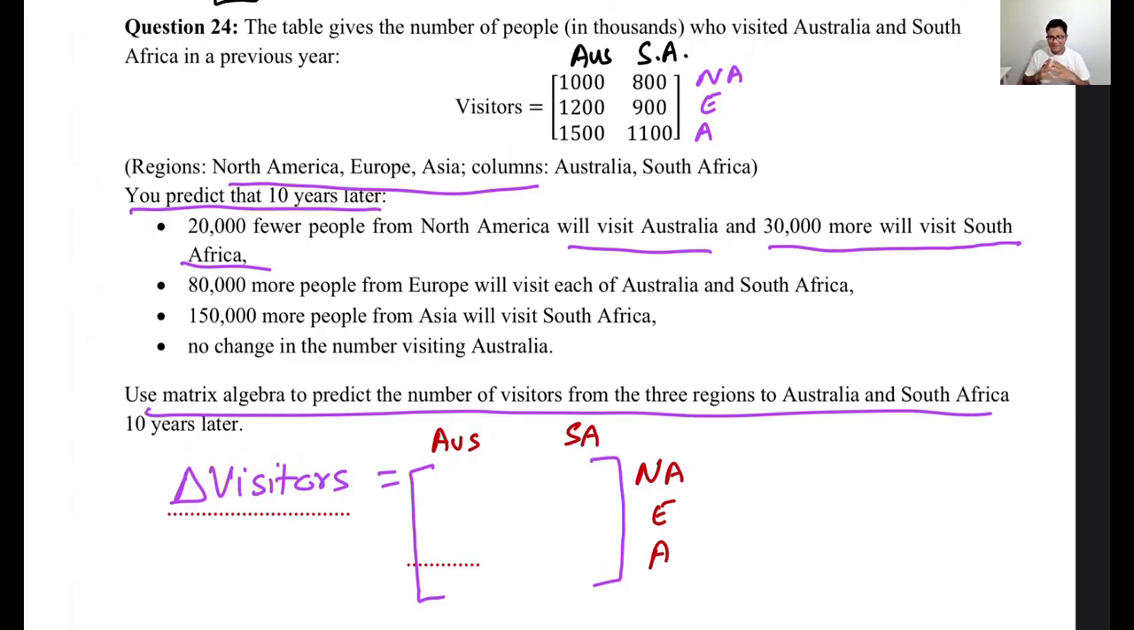Okay. So my proposed solution is this. You create this new matrix. I call it delta visitors. That is the delta symbol. Okay. Which means change, right? Change in the number of visitors matrix.